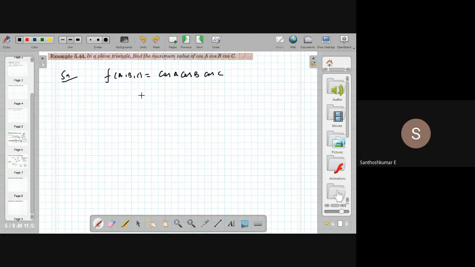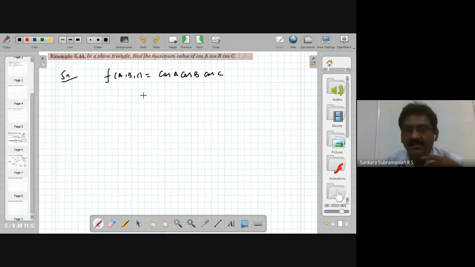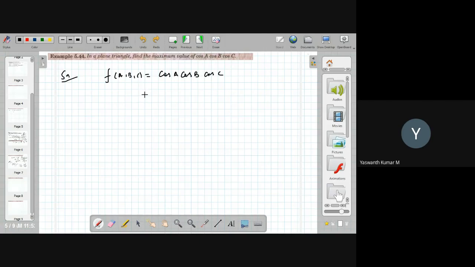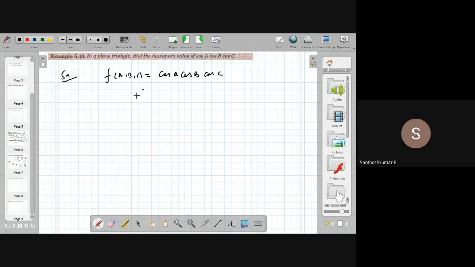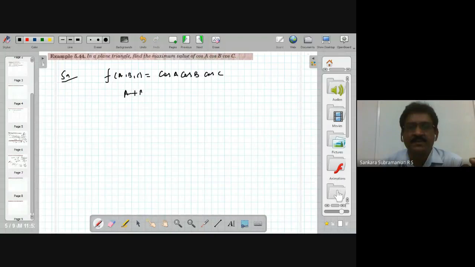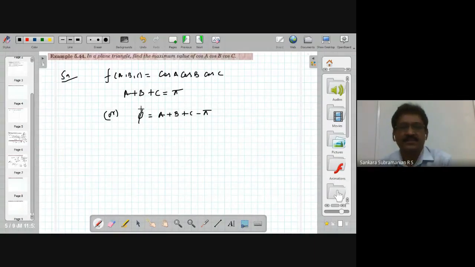The condition is a relationship. There will be a relationship between A, B, C. What is the relationship? We did it in the previous lesson. A plus B plus C equal to 180 degrees. This is the relationship. Or you can take it as phi equal to A plus B plus C minus 180 degrees. This is the condition function.